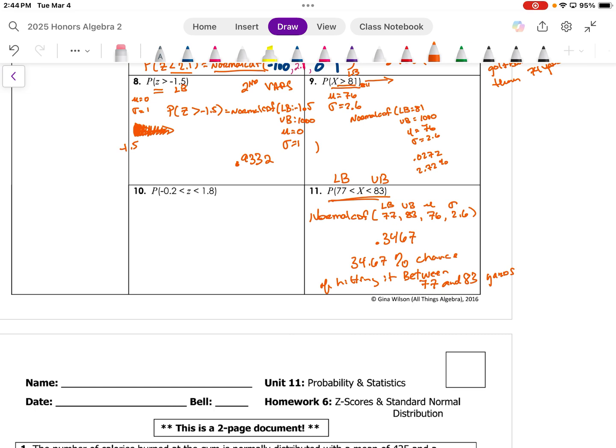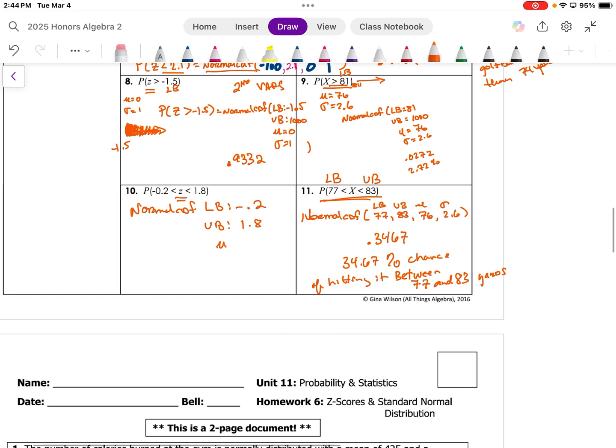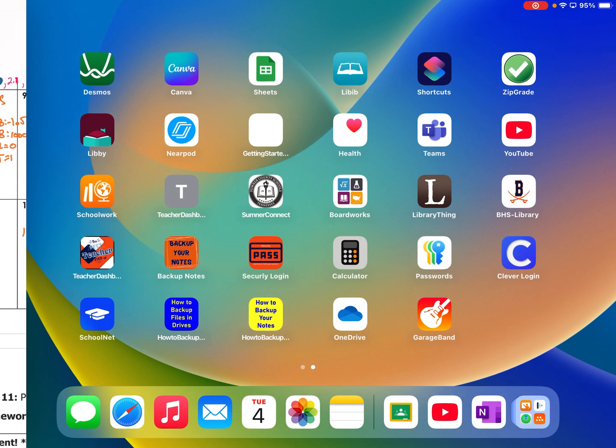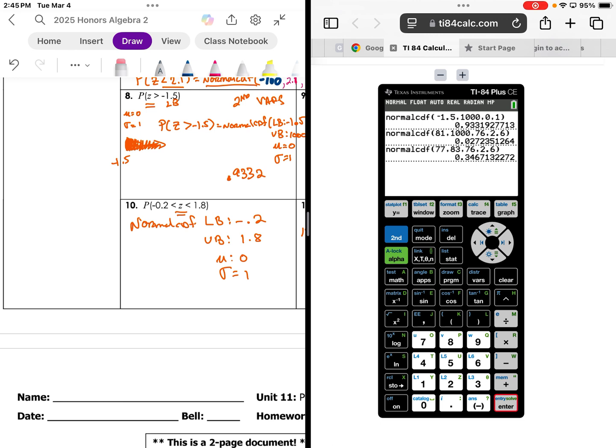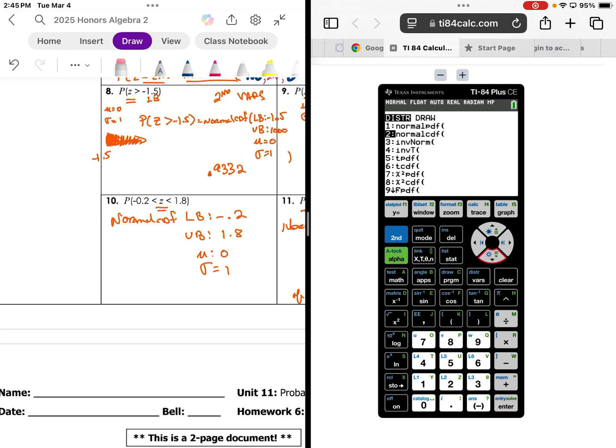That's what I'm thinking. So here when I look at my normal CDF, my lower bound is negative 0.2. My upper bound is 1.8. My mean, again, they use the letter Z, so my mean is 0. My standard deviation is 1. And then we're going to see how close my rough estimate of around 60% is. So second VARS, normal CDF. My lower bound is negative 0.2. My upper bound is 1.8. Go back to being a mean of 0 and a standard deviation of 1. Hit enter a few times.